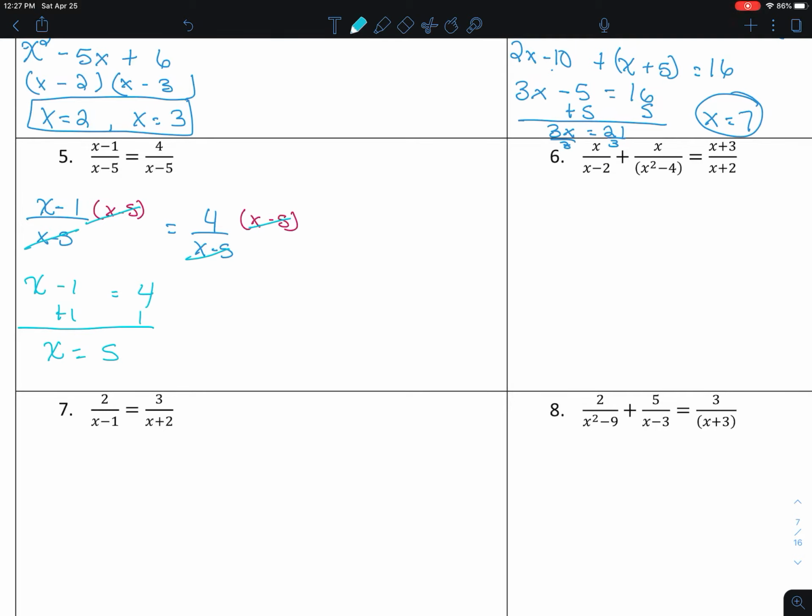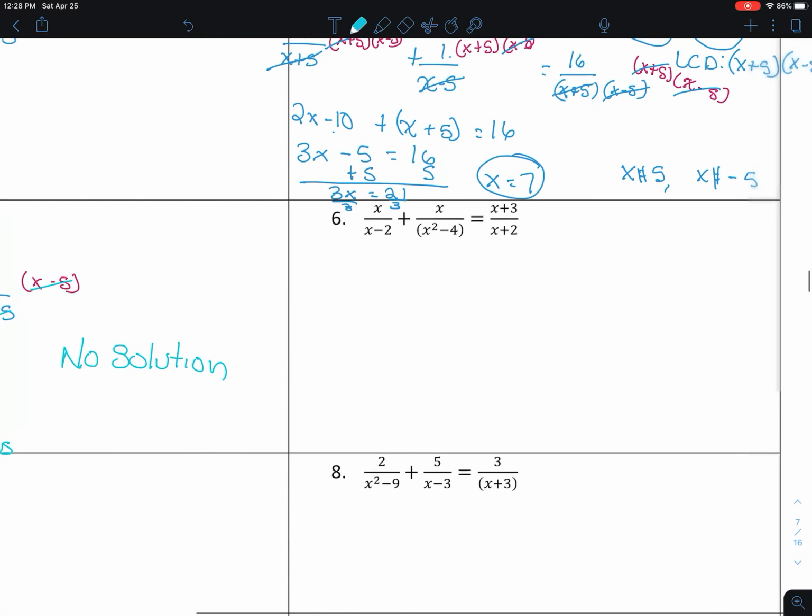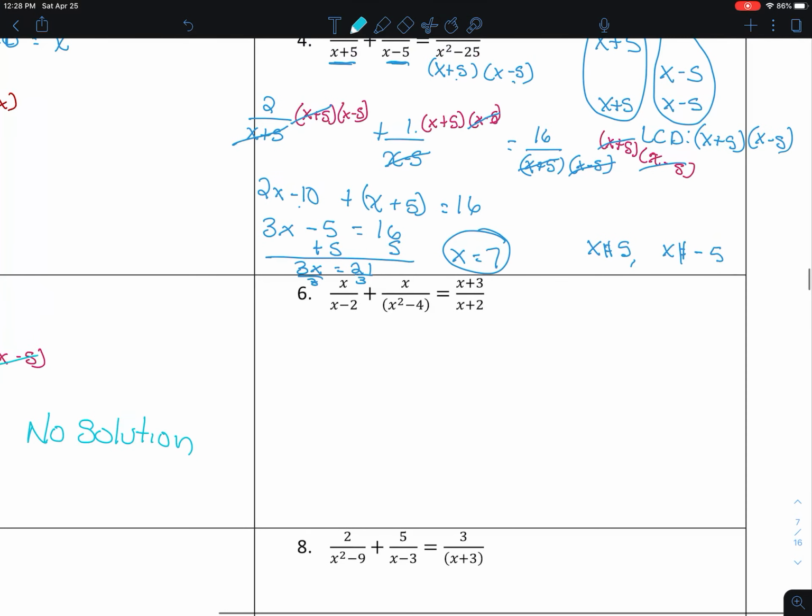But can x equal 5? X cannot equal 5 because if x is 5, it's going to make my denominator 0. So we call this an extraneous answer. And since it was the only possibility, we have to say that there is no solution here. That will never happen. So there is no solution. Okay? All right, let's do problem number 6.